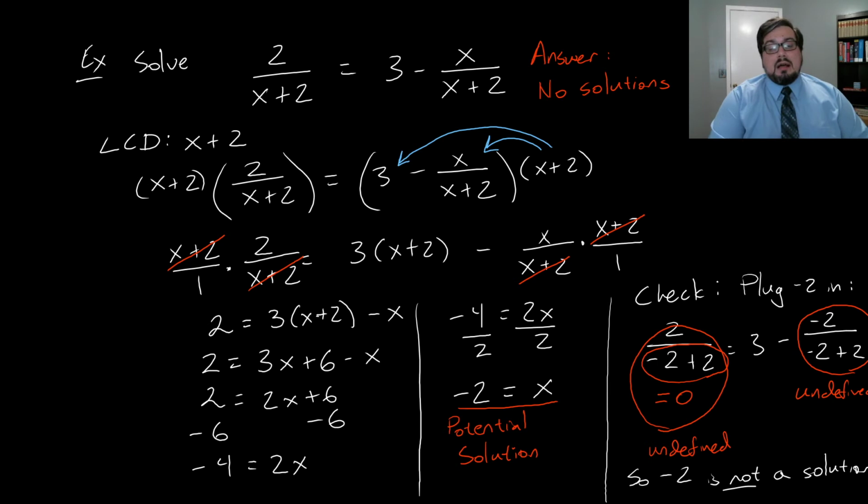Okay, so let's just do one more example where we see what happens when the rational equation has a more complicated least common denominator that we have to work with.